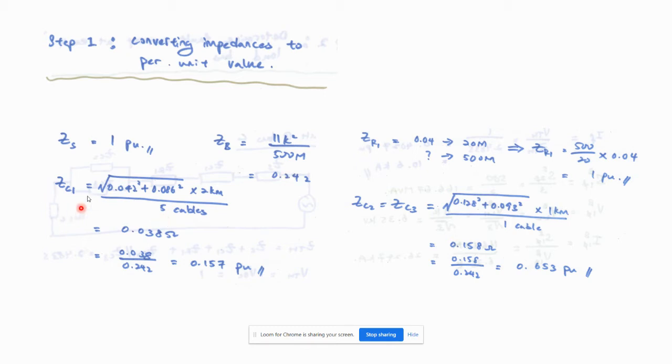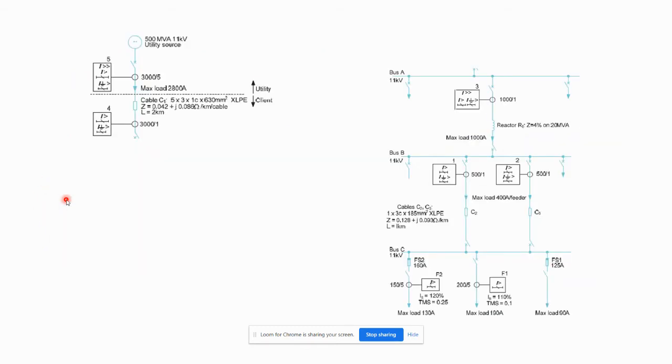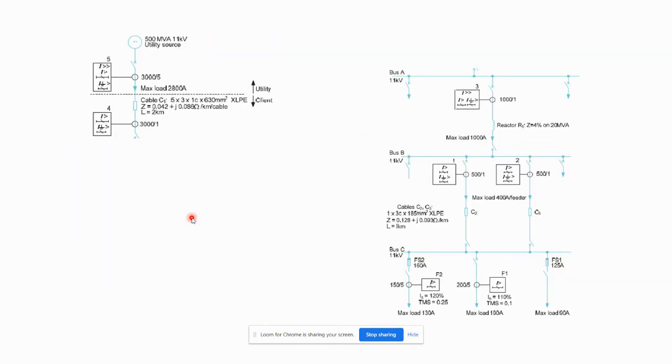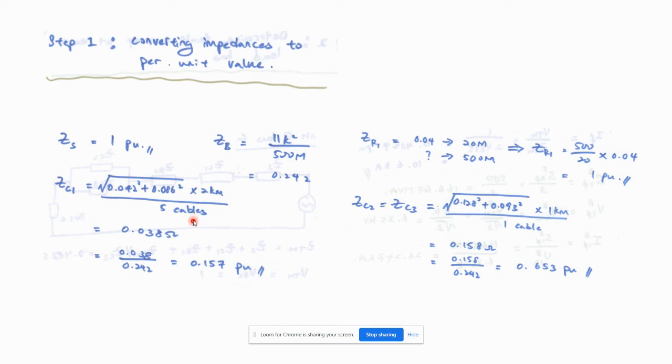And then the first conversion to per unit is ZC1. So where is ZC1? ZC1 is over here. You are given this value per km. So you have to multiply by 2, and this is given to us in complex numbers, so we want to convert this into the magnitude. You know how to do that. And there are also 5 cables, right? This 5 here is 5 cables. So we want to get the per unit for 1 cable on a per cable basis. Therefore, we divide by 5. So you get this value.